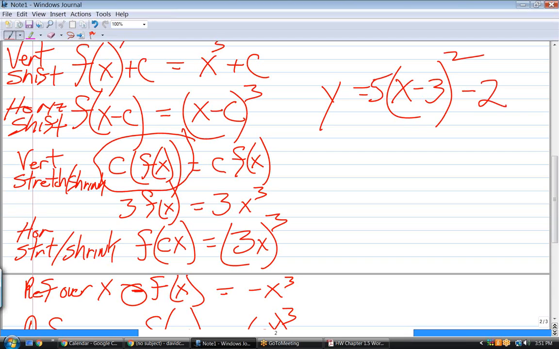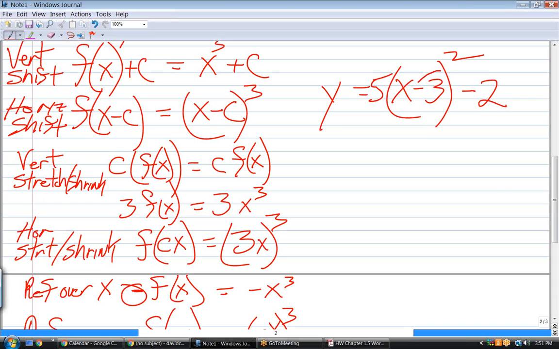Here I have three things going on. Three transformations. What are they? Define them for me based on my stuff on the left. We'll start from there. What is that 5? It's multiplying by 5. What type of transformation is that? That'll be a stretch. Vertical stretch. Because we also have horizontal stretches, so you have to distinguish between them.